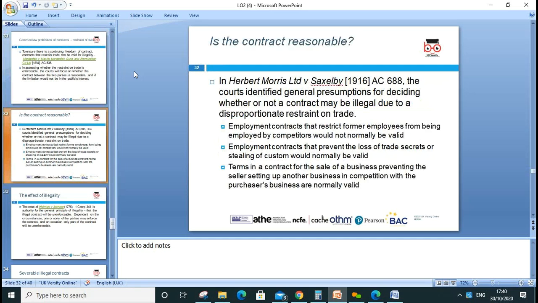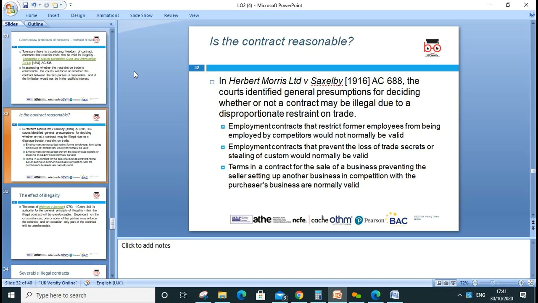Okay, then we have: is the contract reasonable? So we need to look at the general principles in deciding whether or not the contract may be illegal due to disproportionate restraint on trade. For example, an employment contract restricting employees from being employed by competitors.